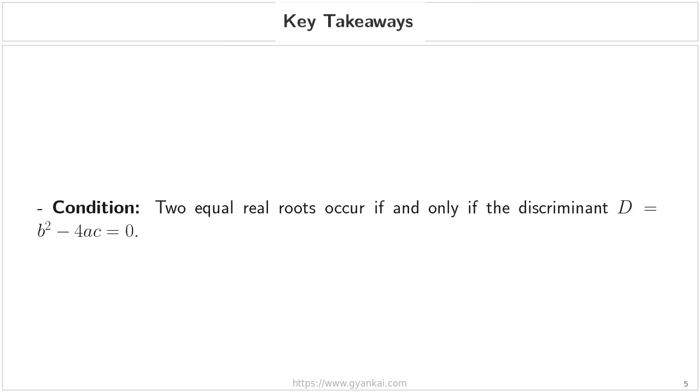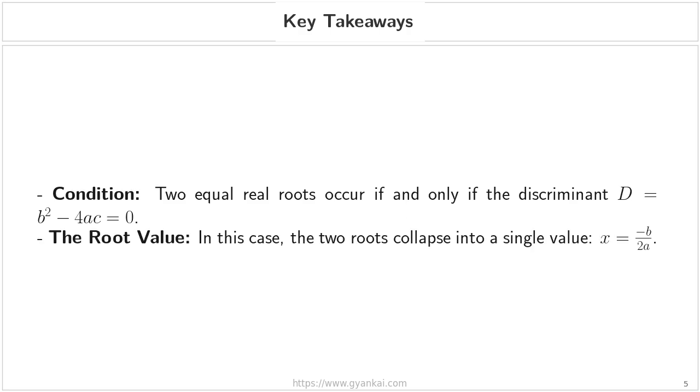Key takeaways. First, let's revisit the essential condition we've been discussing throughout this session. Two equal real roots occur if, and only if, the discriminant, which is b squared minus 4ac, is exactly equal to 0. This is the magic number that tells us our two potential solutions have merged into one.